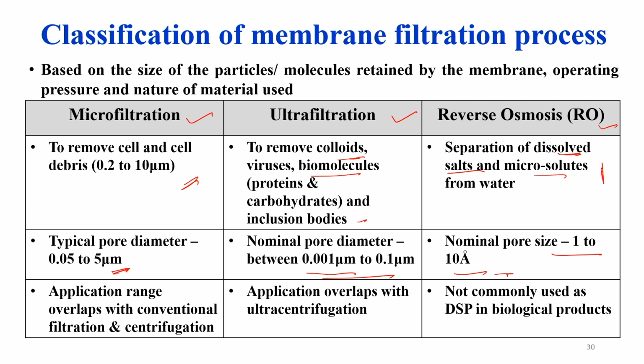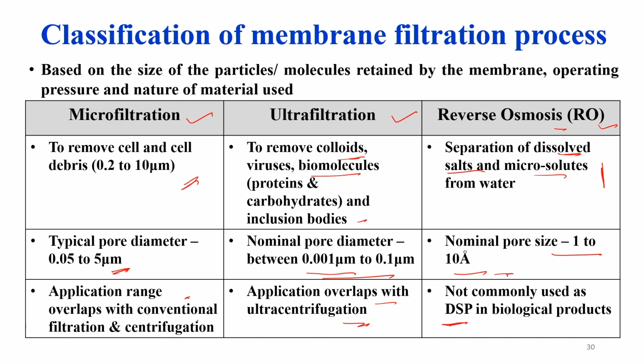So, for this reason, reverse osmosis is not recommended in downstream processing for biological products, but it is mostly used for water purification. And for ultrafiltration, its application overlaps with ultracentrifugation. So, we have to see which one is more feasible for a given process. And microfiltration, its application overlaps with conventional filtration and centrifugation.